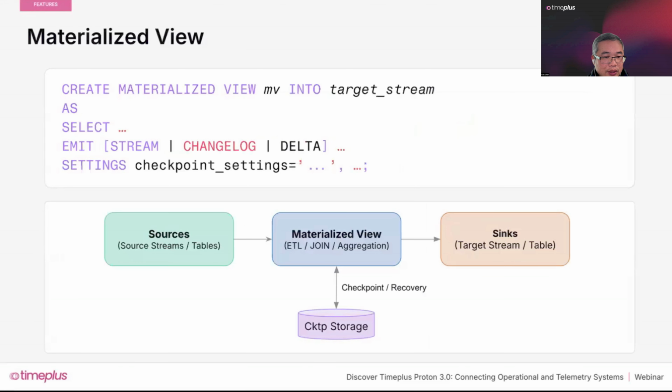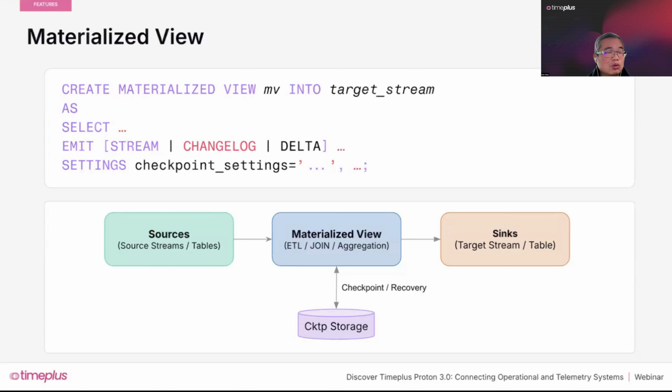Materialized view. Yeah, so materialized view is basically the single most important entity in Timeplus Proton. It's basically the glue that ties everything together, running in the background, processing data from the source through ETL transformation, join, aggregation, and sending the data to the downstream. The downstream can be Timeplus as well.